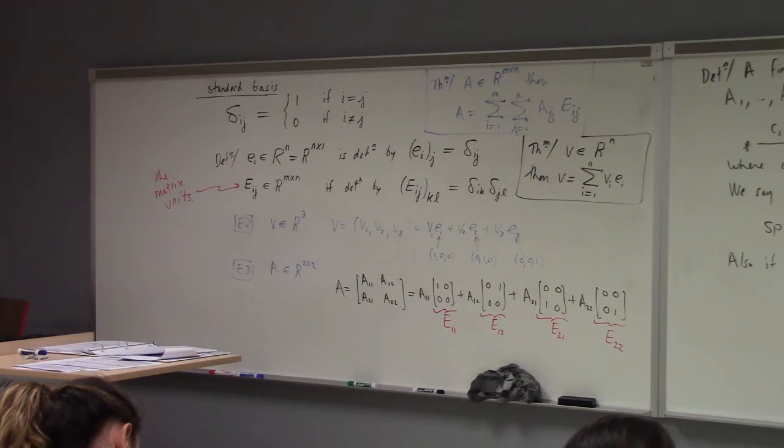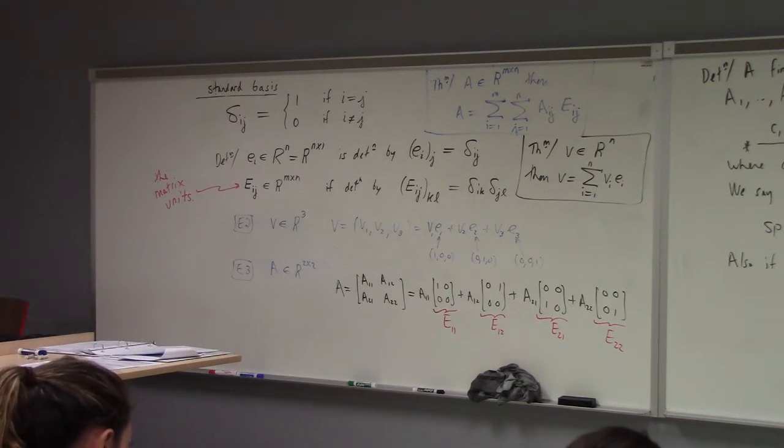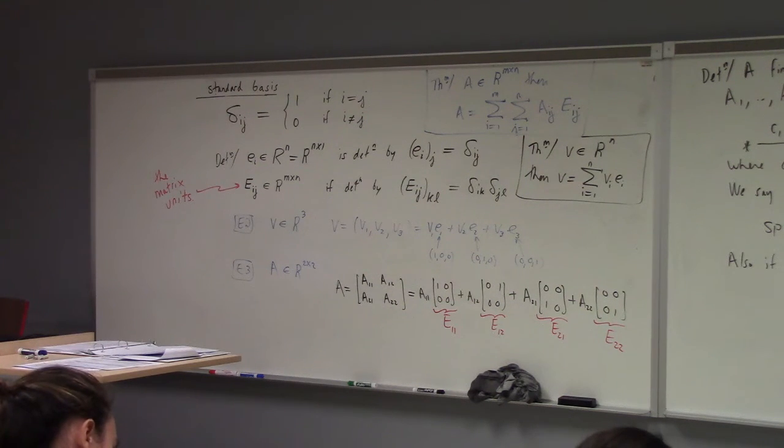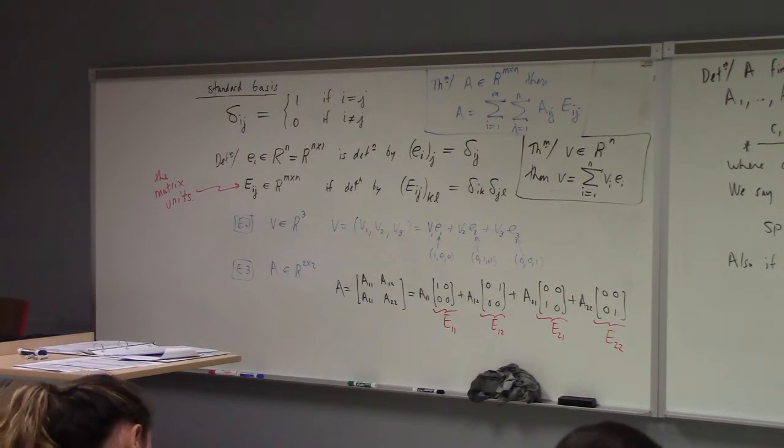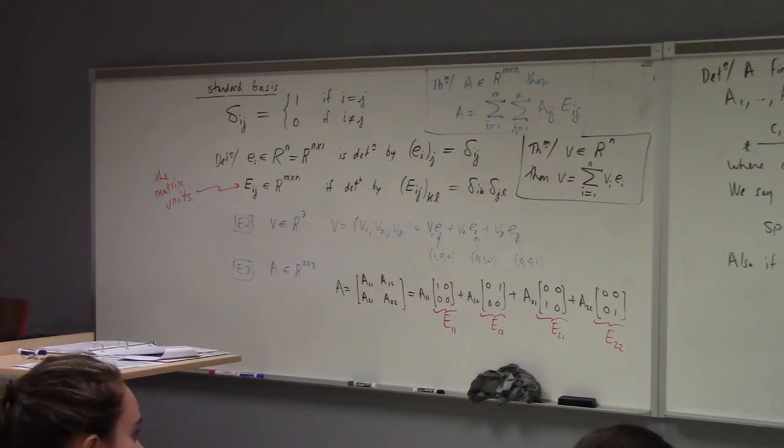So we have A in R m by n and B in R n by p, let's say. Then AB is an element of R m by p, where (AB)_ij is equal to the sum k equals 1 to n of a_ik b_kj. So this right here is the definition of matrix multiplication.